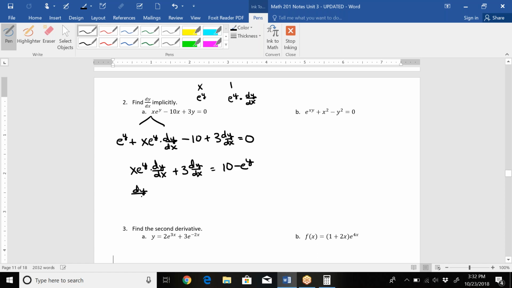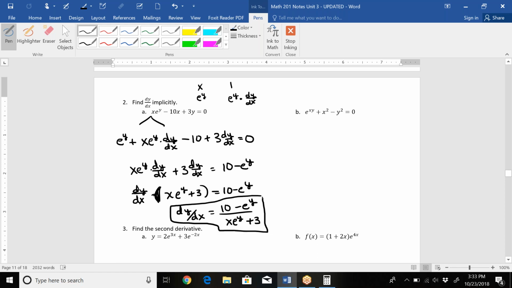Pull out the dy dx. That would leave me with parentheses x e to the y plus 3 equals 10 minus e to the y. And then I divide by the parentheses. So dy dx is 10 minus e to the y over x e to the y plus 3. And again, remember, this is a generic form using both x and y from the ordered pair of a point on our function to find the slope of the tangent.